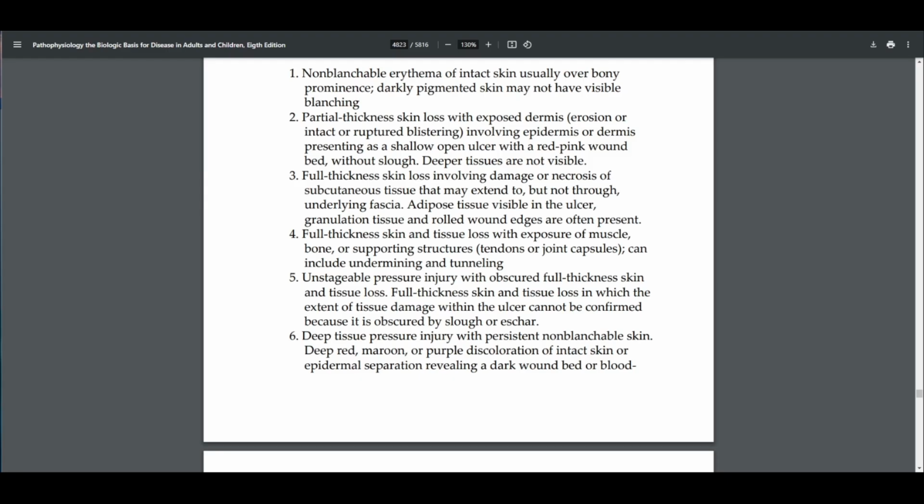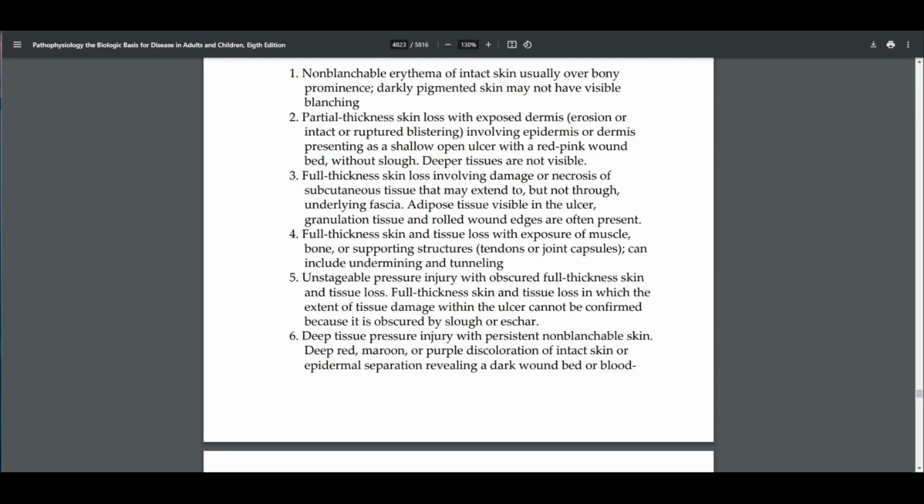That leads us to our partial thickness. Skin loss with exposed dermis, the erosion or intact or ruptured blistering, involving the epidermis or dermis, presenting as a shallow open ulcer, with a red-pink wound bed without slough. Deeper tissues are not visible.